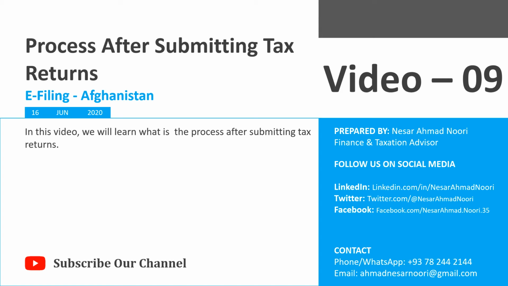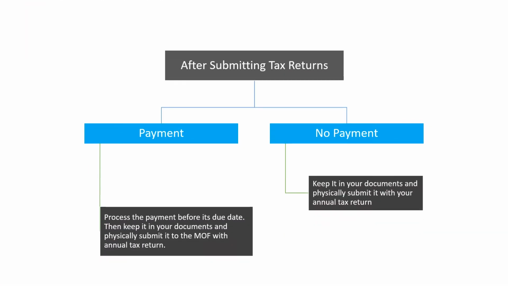Hi everyone, in this video we are going to learn what is the process after submitting your tax returns. If your tax return contains a payment, you have to process your payment before its due date and keep the tax form and its payment slip in your documents. And then you have to physically submit a copy of these forms with your annual tax return. If your tax form doesn't contain any payment, you have to keep it in your documents and then physically submit it with your annual tax return.